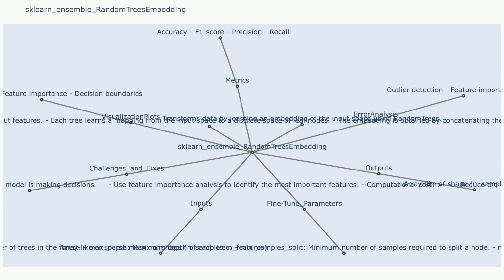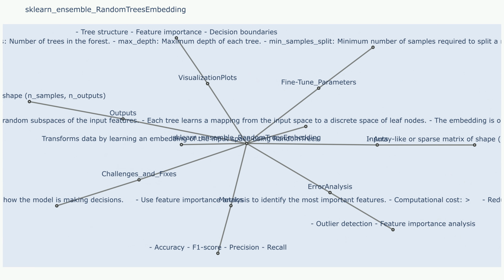The output is a sparse matrix where each row represents a data point and each column represents a leaf node in one of the trees. The value in each cell represents the number of times the corresponding data point has fallen into that leaf node across all trees. Metrics. Metric 1.